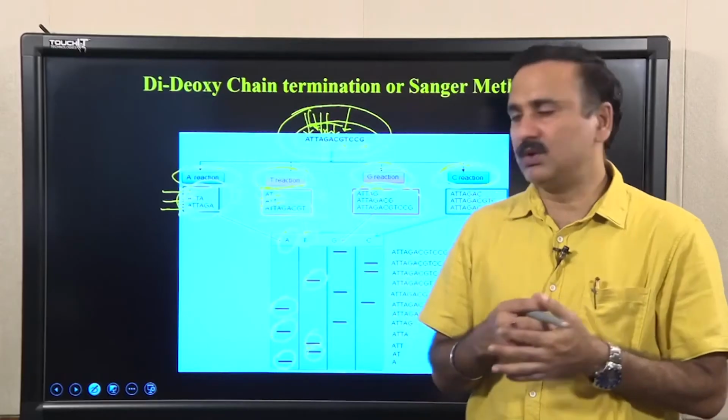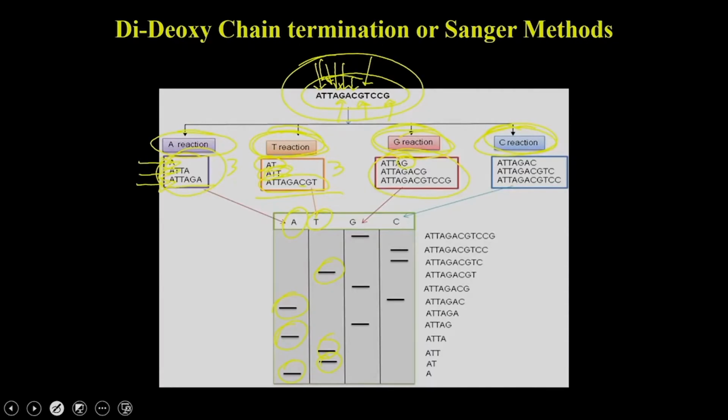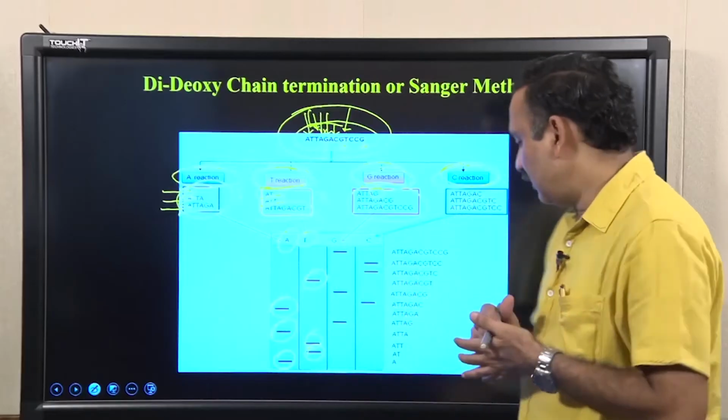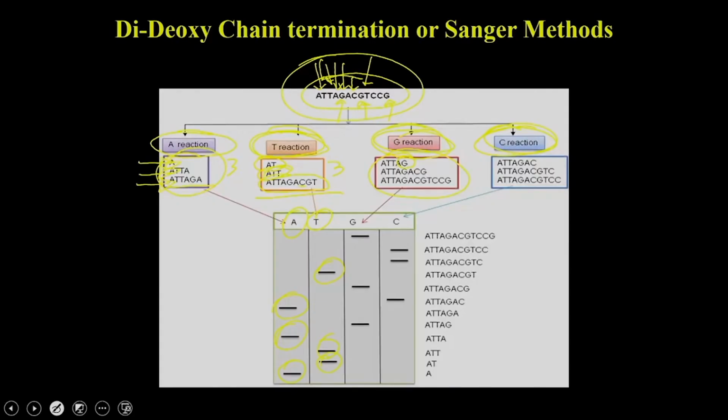At the end you are going to get the fragments, and you start analyzing these sequences so that you can deduce the final sequence. You first start with whichever nucleotide gives the fragment at the end, because that is the smallest fragment present. You take that first, and then you go in a zigzag manner like this.